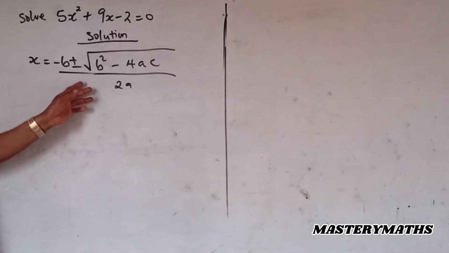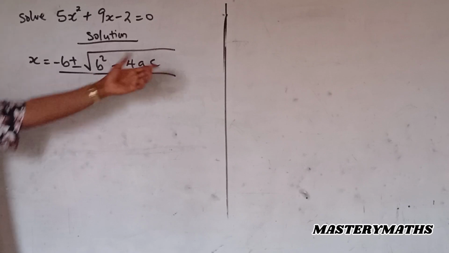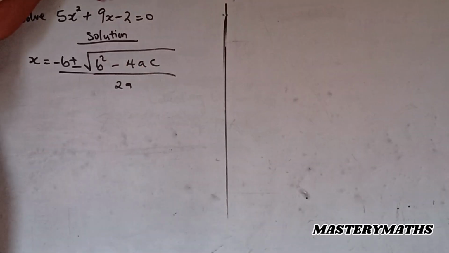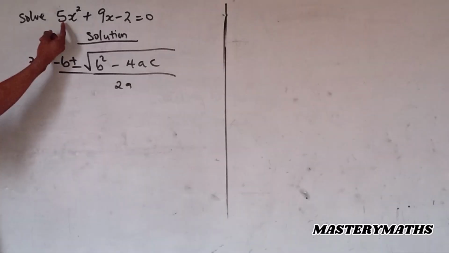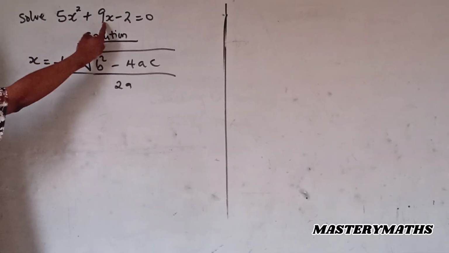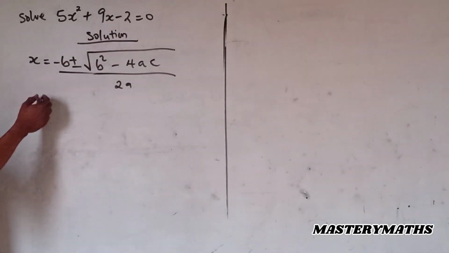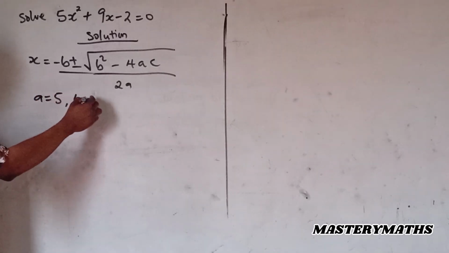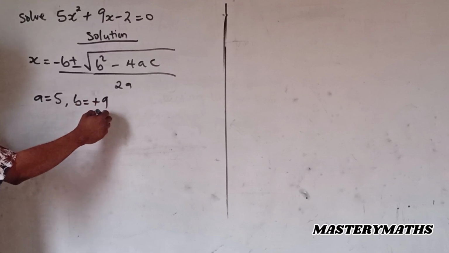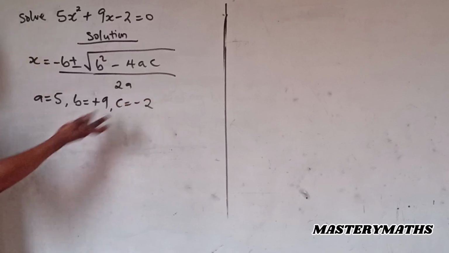Now, we have the variables here: b, a, and c. They all represent the coefficients you're seeing here, the numbers there. How? The a represents 5, b represents plus 9, c represents minus 2. Let's write it out. You have your a, which is 5. You have your b, which represents plus 9. You have your c, which represents minus 2.